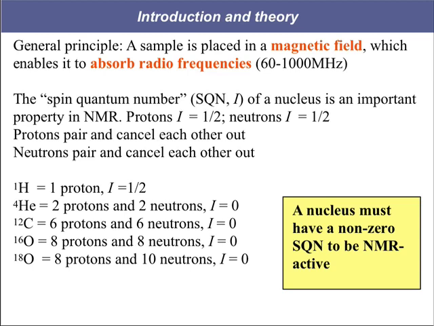We could do the same thing for carbon-12, 6 protons and 6 neutrons. All of those, each 3 pairs of protons and 3 pairs of neutrons, would all cancel each other out. In oxygen-16, we have 4 pairs of protons and 4 pairs of neutrons. And in oxygen-18, we've got 8 pairs of protons and 10 pairs of neutrons. So all of those pairs will cancel each other out, which means that those nuclei are not active in NMR. They do not interact with the magnetic field. Protons will, so we can study protons in NMR.